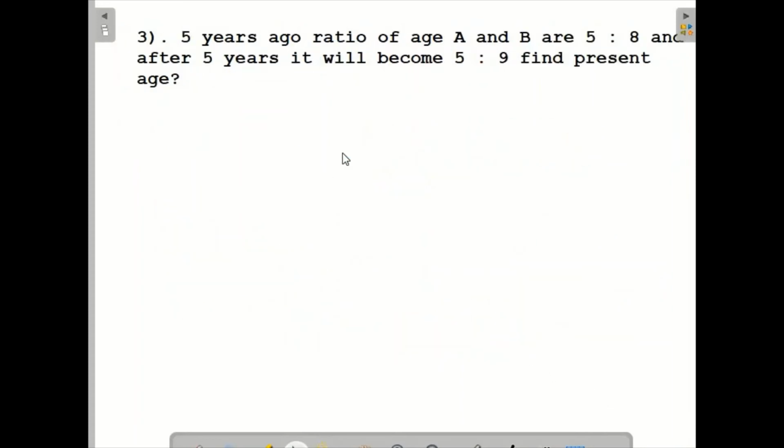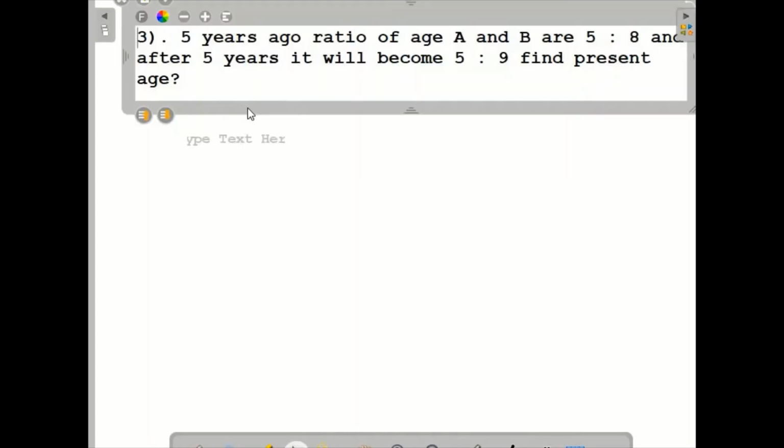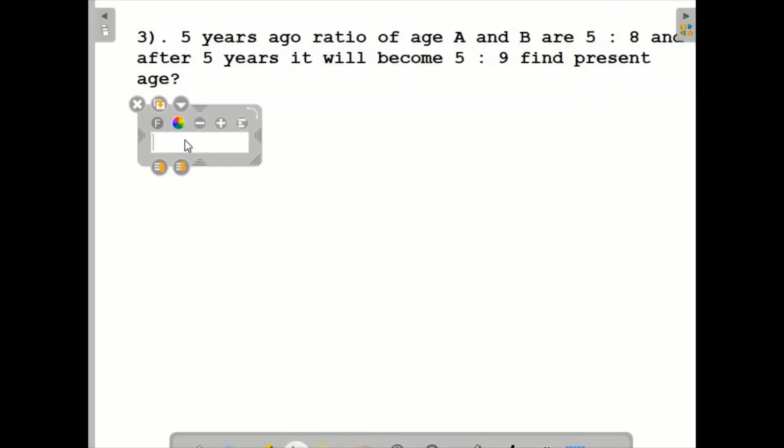So let's see one more example in the type 1. So here they are given 5 years ago their ratio is 5:8, the age of A and B, and after 5 years their age ratio is 5:9. So as I said earlier, we have to calculate the age first for the 10 years. They are given 5 plus 5, it is 10 years. So A is to B, just as in the previous problem.